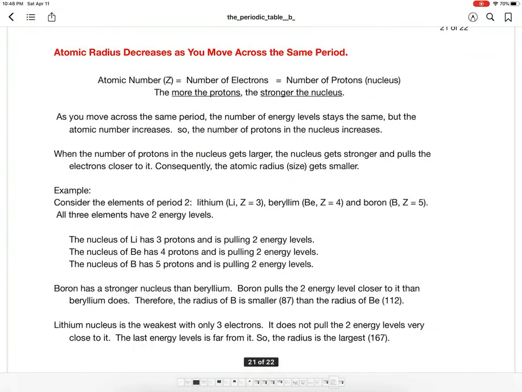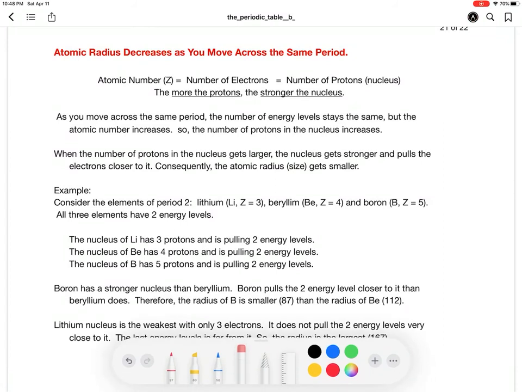Okay. As you move across the same period, what happens? When you move across the same period, the number of energy levels stays the same, but the atomic number increases. That means the number of protons in the nucleus increases. When the number of protons in the nucleus increases, the nucleus becomes stronger, and it will pull the energy levels to it more, which decreases the size of the atom.